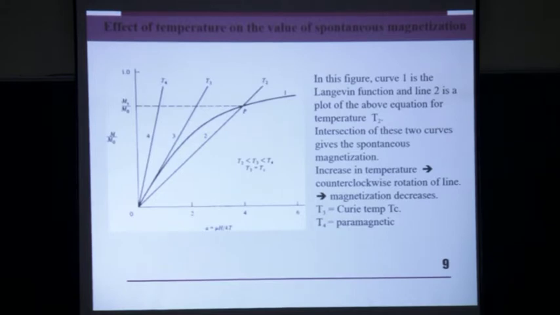So the slope is proportional to T. That means at low temperature it will intersect somewhere here, which is a high magnetization. But as you increase the temperature, the slope is increasing, so the line is turning counterclockwise. And because the line is turning counterclockwise, the magnetization is going down. So this explains why magnetization decreases with temperature.